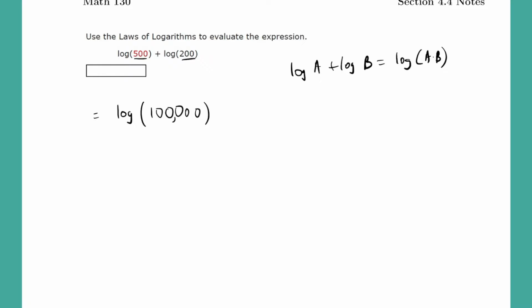Like I normally do, I always set this equal to x. Whenever there's no base written in, it's implied that it's base 10. So I'm just going to fill that in. Now I'm going to convert this to exponential form by crossing out the word log and swapping these two numbers. So base is 10, exponent is x, and that equals 100,000.